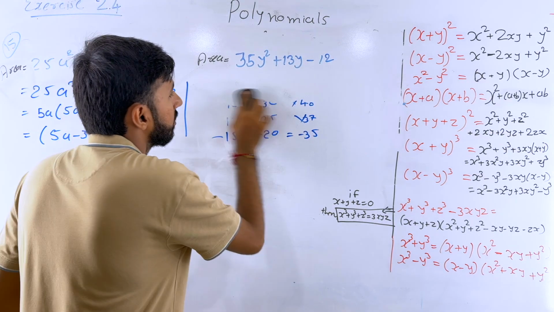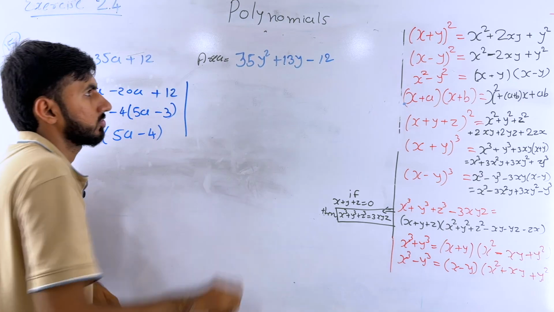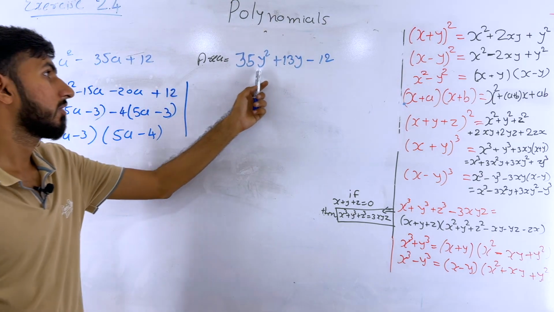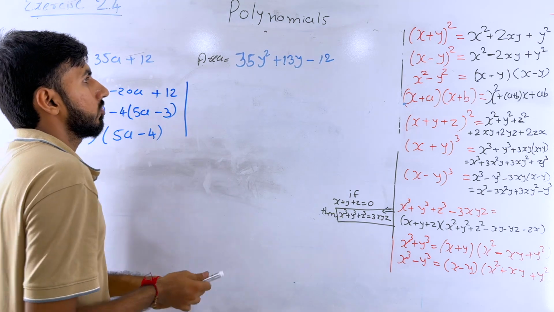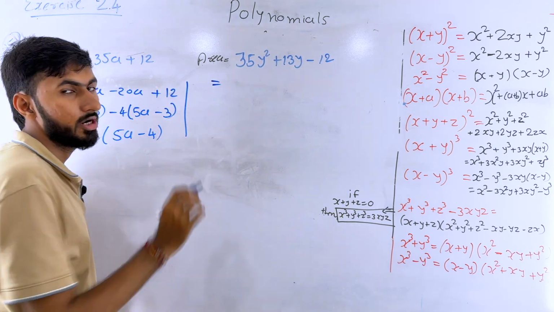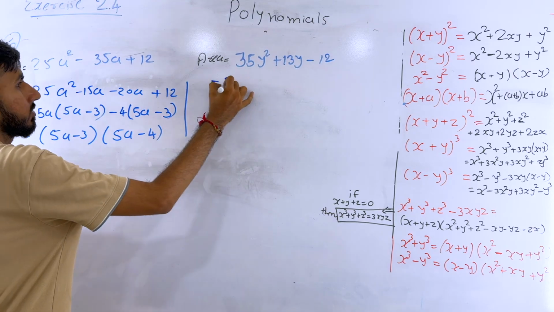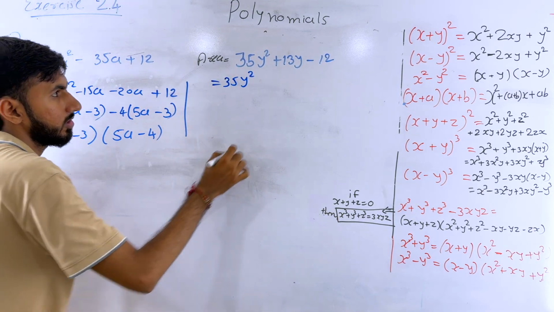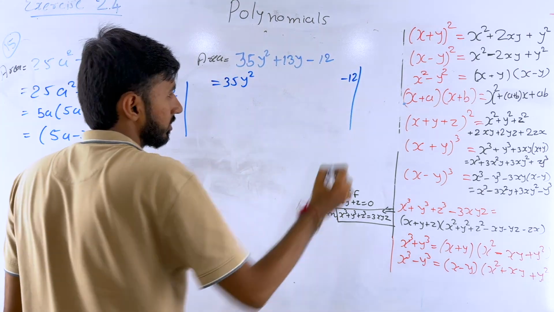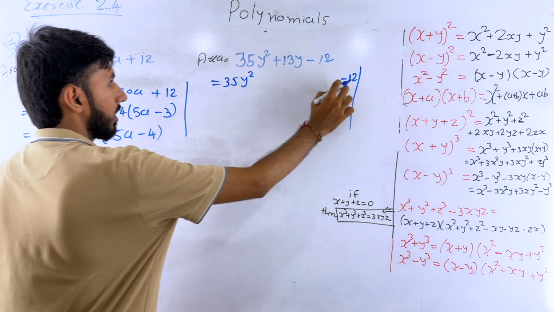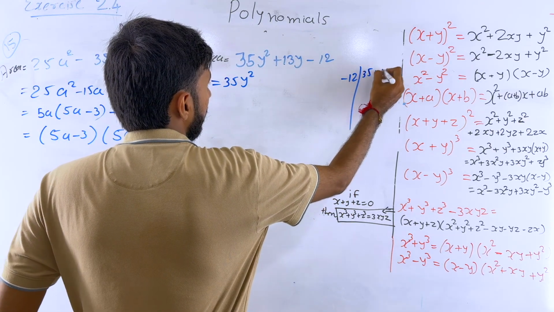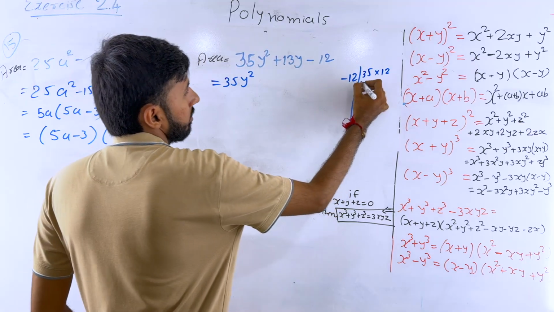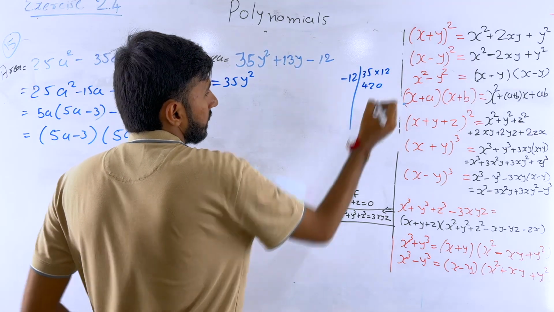Now we will do it for the second one. The second question is 35y square plus 13y minus 12, right? So here we have to use the middle term split method to find factors. Right, first term as it is, 35y square, minus 12, last term as it is. Now do multiplication of 35 and 12. Your answer will be 35 multiplied by 12, which is 420, right?